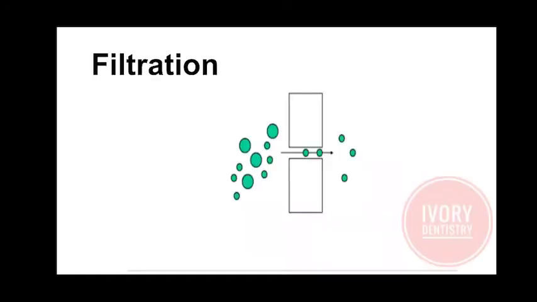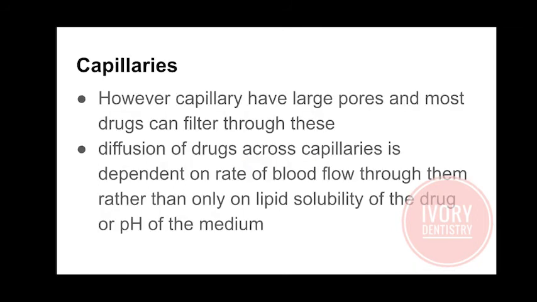Filtration. It is the passage of drugs through aqueous pores in the membrane or through paracellular spaces. Usually, lipid-insoluble drugs cross biological membrane by filtration, only if the molecular size is smaller than the diameter of the pores. Majority of the cells have very small pores of 4 angstrom, and drugs with molecular weight greater than 100 or 200 are not able to penetrate. So, they pass through the capillaries.